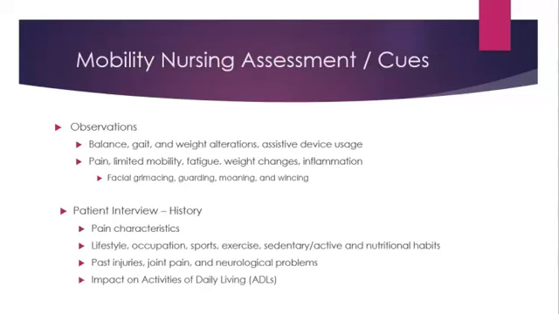Mobility nursing assessment cues. So whenever we are looking at a patient, we're looking for anything that would say that, hey, this patient has some altered mobility. So we're going to look at their balance. We're going to look at their gait. We're going to look at the chart and see about weight alterations. We're going to see if they have any assistive device usage. Then we're going to look for pain.